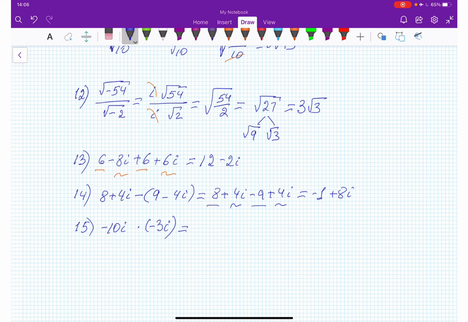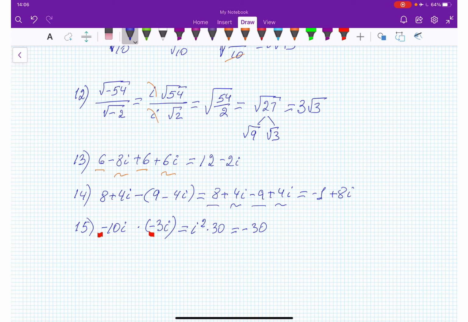First of all, negative times negative. It's going to be positive, right? This negative and this negative. It's going to be positive. And then i times i, it's going to be i squared. And 10 times 3, it's going to be 30. Since i squared is equal negative 1, we get negative 30. That was a good one.